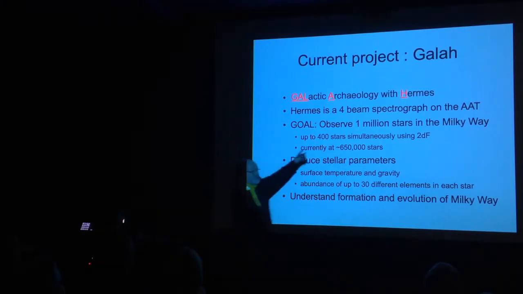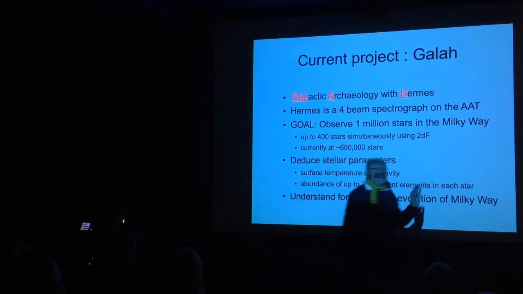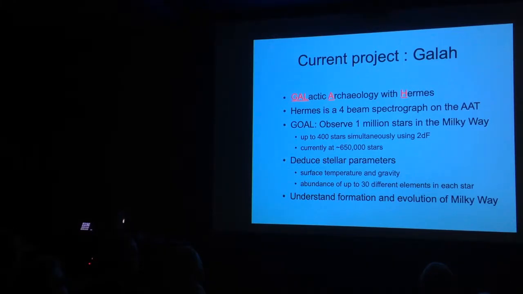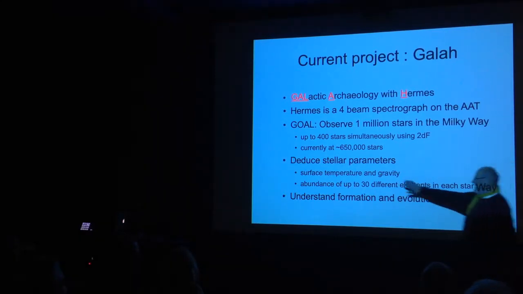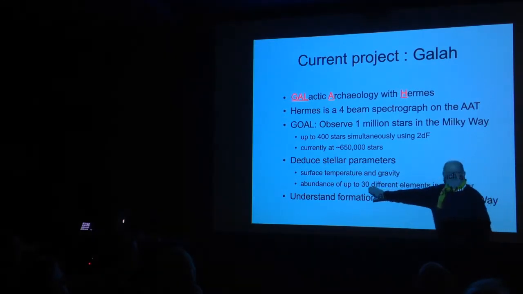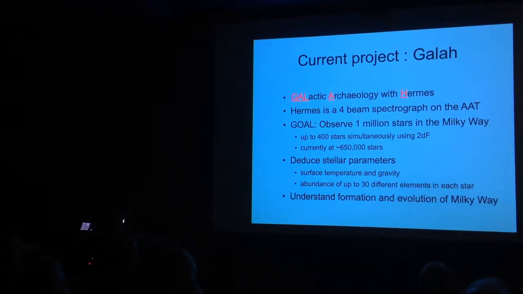And I mean, the reason we want 1 million stars is we want to beat down our statistics. We really do not want to be doing, you know, n is equal to 10. We want to be n is equal to 1 million, because then you can really start answering questions about the stars, the composition of the stars, because we get their surface temperature and gravity. We know how to do that pretty well, but we can get the abundances up to 30 elements.